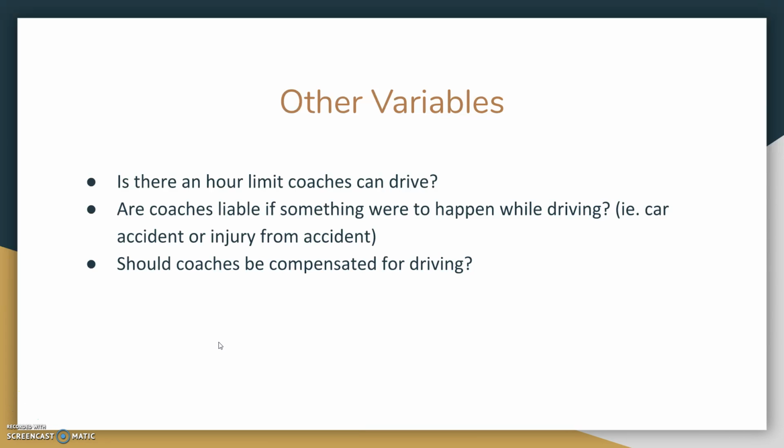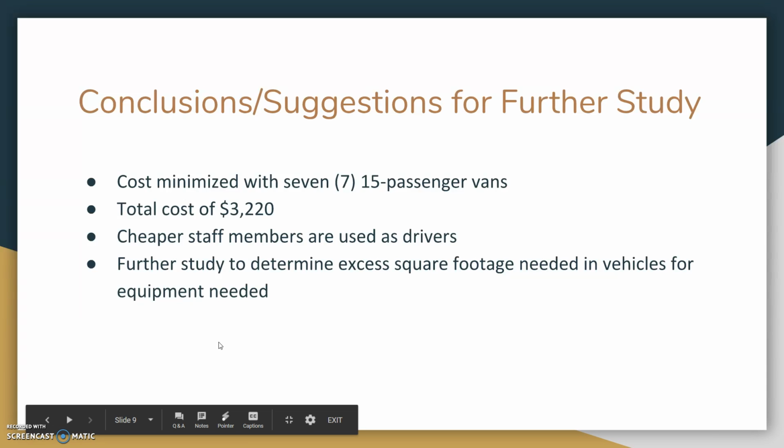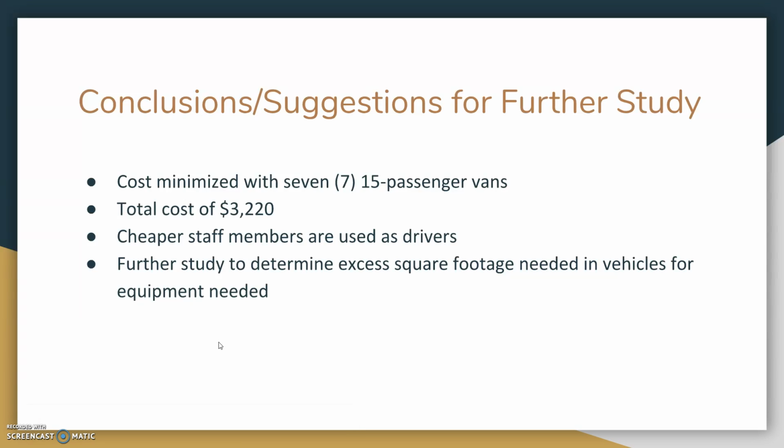So knowing all of this, in conclusion, the cost was minimized when there were 7 15-passenger vans, the total cost being $3,220. It was cheaper to use staff members versus using bus drivers. Reflecting more on these results, although the material costs have been minimized, the physical costs have been maximized.